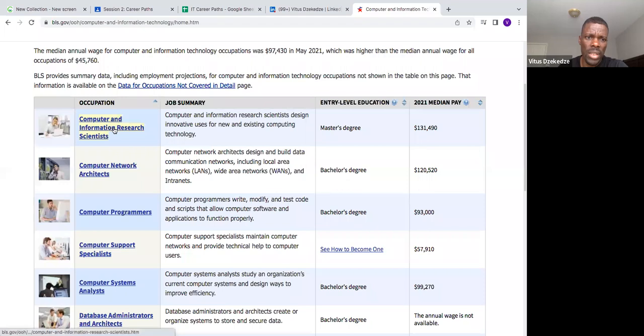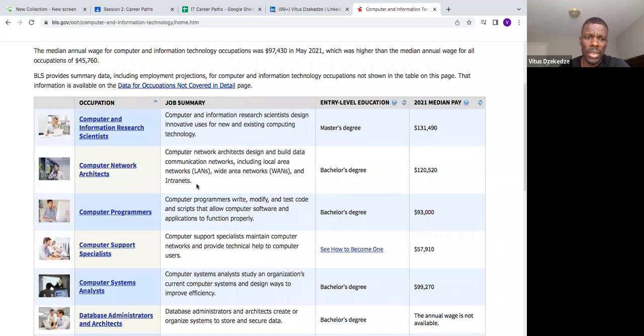The first one is research scientists. So computer and information research scientists. Those are the guys with masters and PhDs that are the ones that are innovating, okay? They design innovative uses for new or existing computing technology. So for right now, all the new things that are going to come up in the market are going to be designed by these folks, okay? They are innovators. So depending on the company and the industry they find themselves in, those are usually the most highly paid and the most qualified.